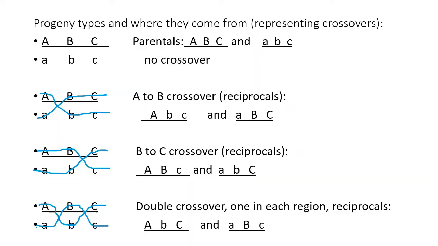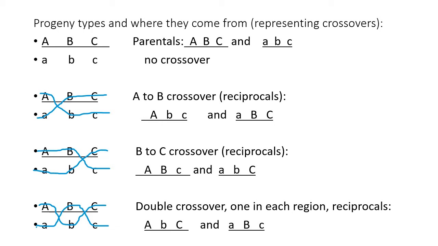Okay, so the progeny types from this heterozygote and where they come from. And this is important to understand. So if we have our original parental, which is big A, big B, big C, little a, little b, little c, and there's no crossover, the progeny will be of the parental phenotype when crossed times a homozygous recessive. So those are big A, big B, and big C, little a, little b, and little c. But we can generate recombinant types, not by independent assortment, but by crossing over.